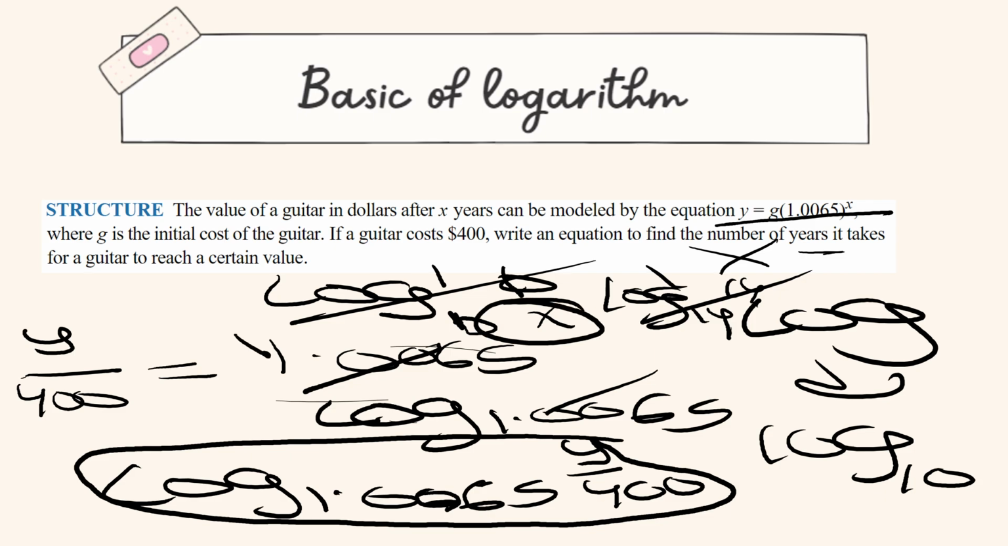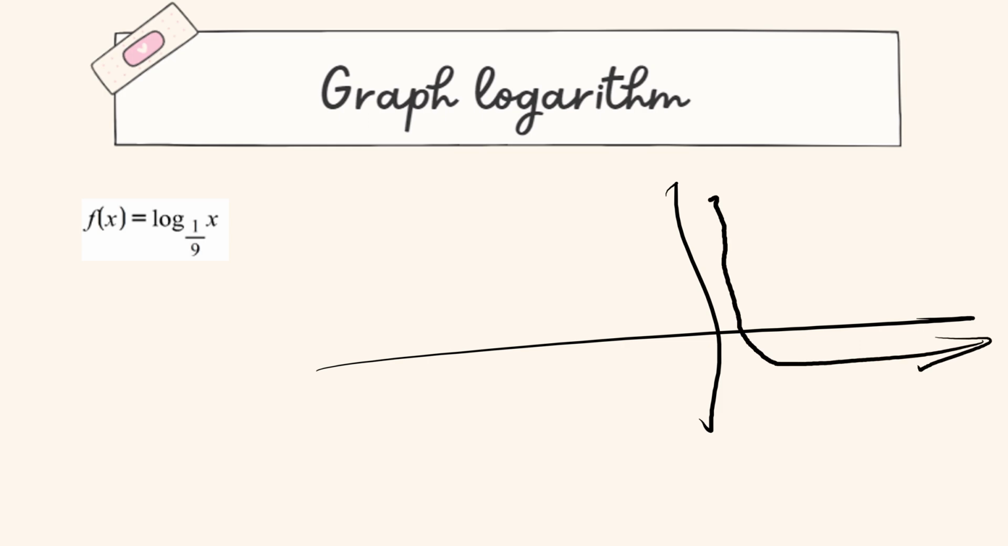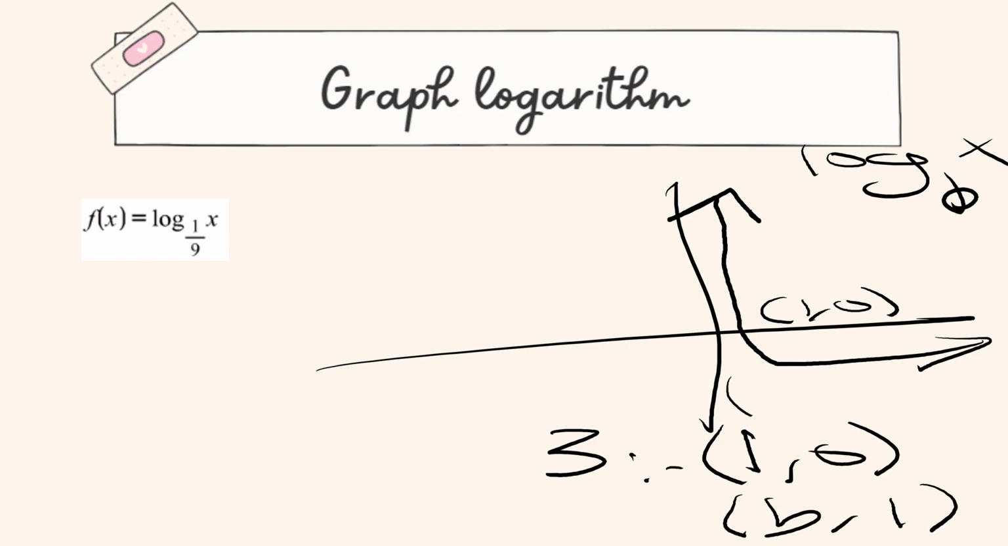So, a logarithm graph, how do we graph it? A logarithm graph looks something like this, which is log to the base of b of x, where b in this case is 1 over 9. And we have an x-intercept, which is (1, 0). In the logarithm function, we have 3 points that you need to know: (1, 0), which is the x-intercept, (b, 1), and (1 over b, -1). Those are the 3 points that you need to know.